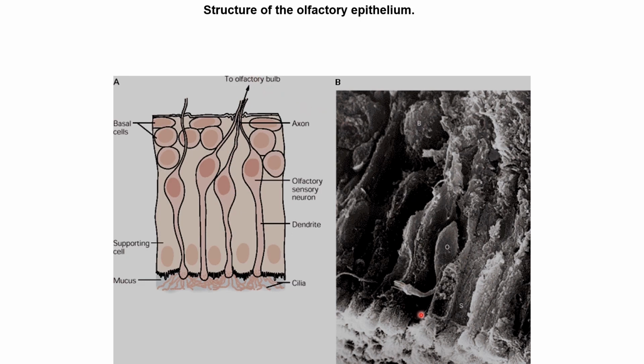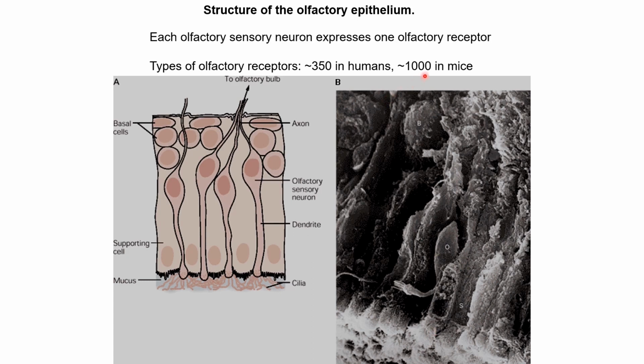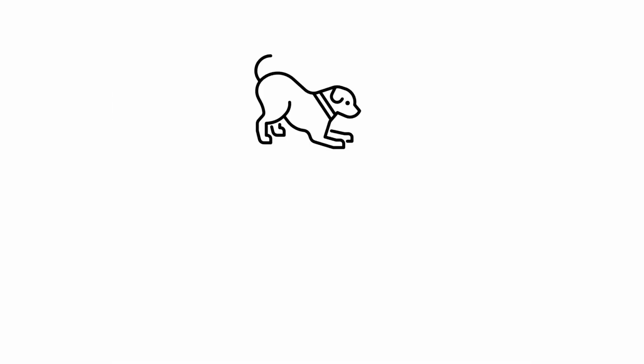Here is an actual image of the olfactory epithelium, and again the cells are very densely packed. Here is an olfactory sensory neuron. There are some basal cells and some supporting cells interspersed. And here we can see very fine hair-like structures, the cilia, that help in increasing the surface area for expressing the odorant receptors. Now humans have about 350 types of odorant receptors, and mice may have almost 1,000 types of receptors. Here is an interesting point. We all know that dogs have a really good sense of smell, much better than humans.